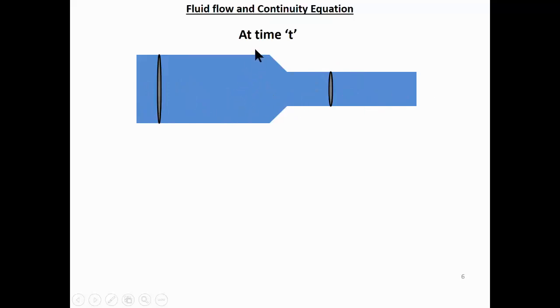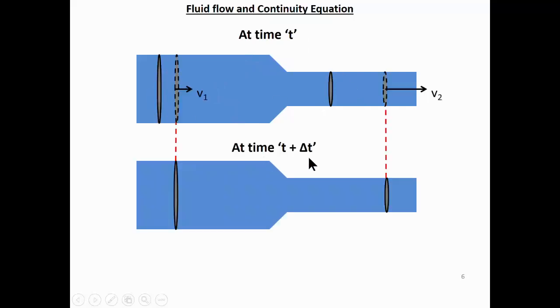So for example, at the given time t, say this is the volume element, and after t plus delta t, this fluid would have actually traveled by this distance. But the volume of the fluid per second must be equal to this, because it has a different area of cross section, right? So that makes the delta x greater compared to this. So that's the main idea.